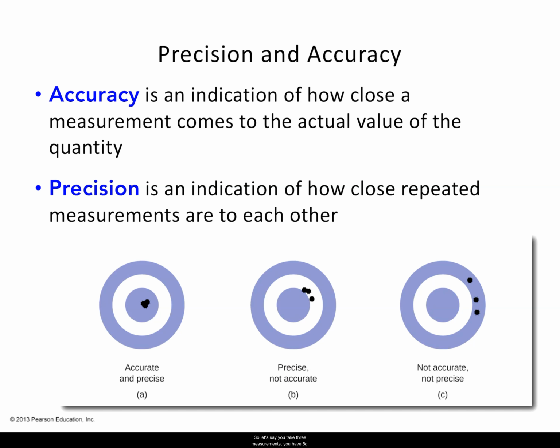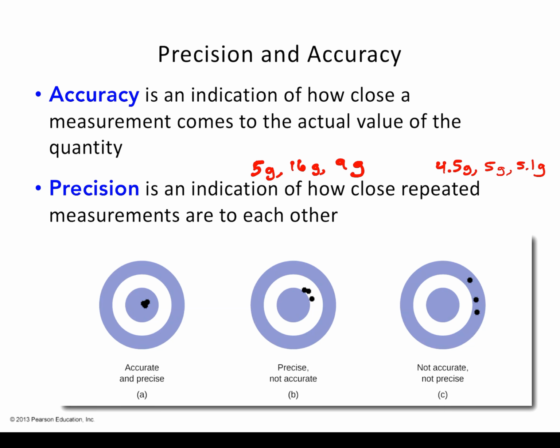So let's say you take 3 measurements. You have 5 grams, then you have 16 grams, and then you have 9 grams. And then on another trial, you have 4.5 grams, 5 grams, and 5.1 grams. What do you notice between these two sets of numbers that I threw out there? Well, in the first set, 5, 16, 9, there's a lot of variation in those numbers. In the second set, 4.5, 5, 5.1, it's not a lot of variation. Actually, they're fairly close to one another. So that's what precise is.